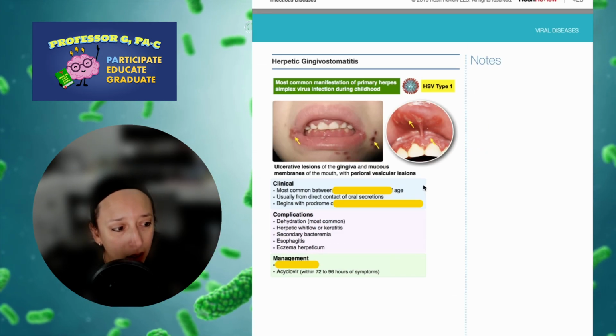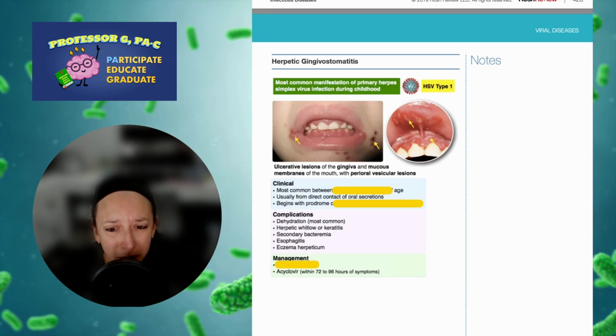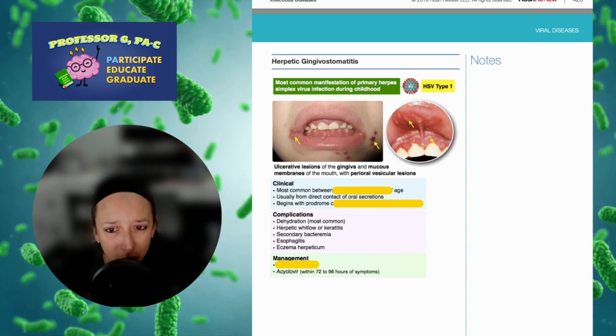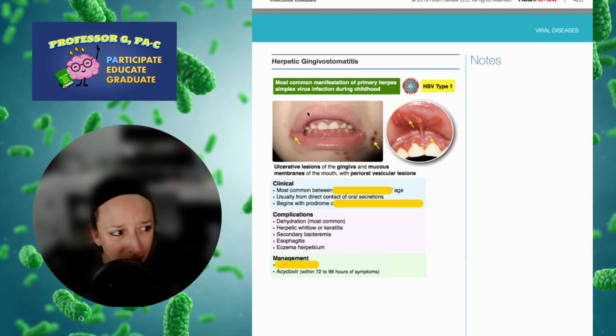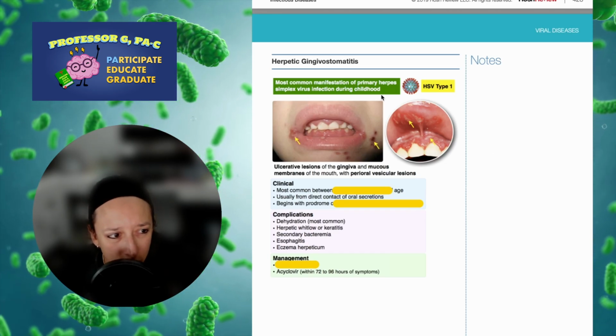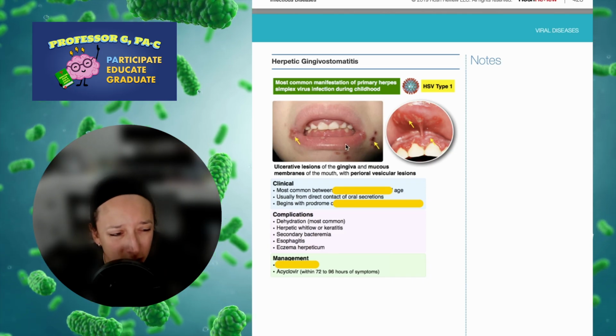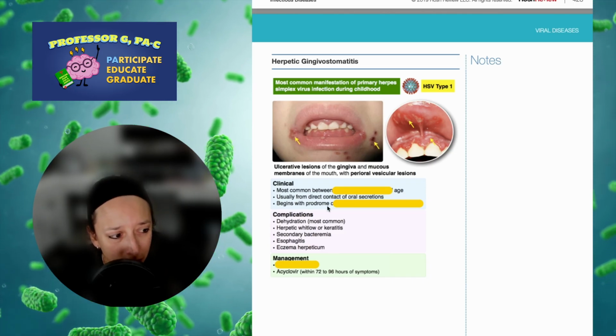Okay. Moving on, we have herpes simplex virus. We have the herpetic gingivostomatitis. So this is the most common manifestation of primary herpes, and usually HSV-1 around the mouth.